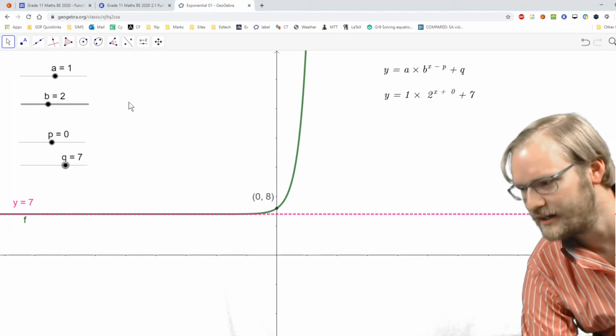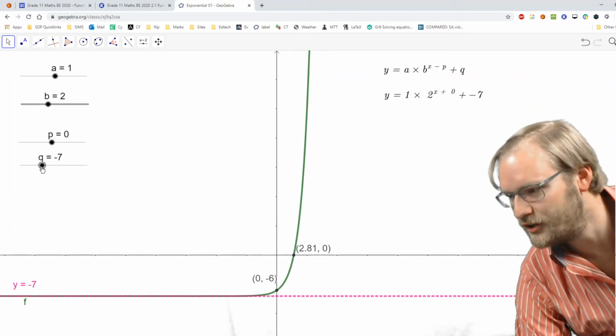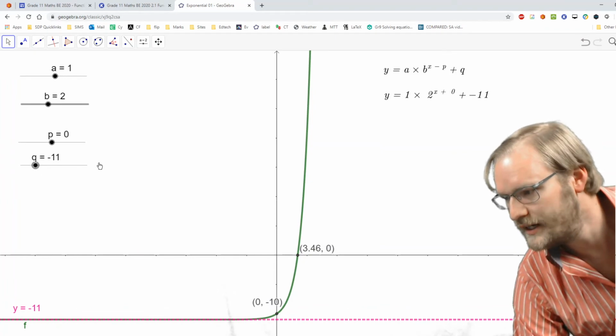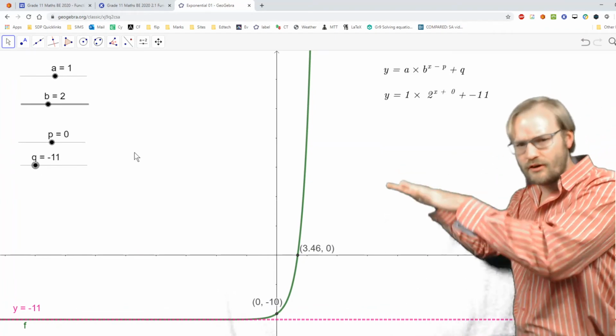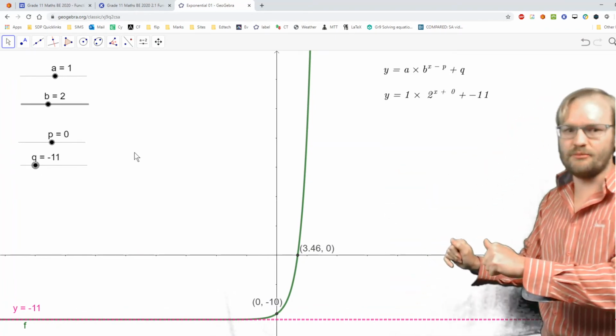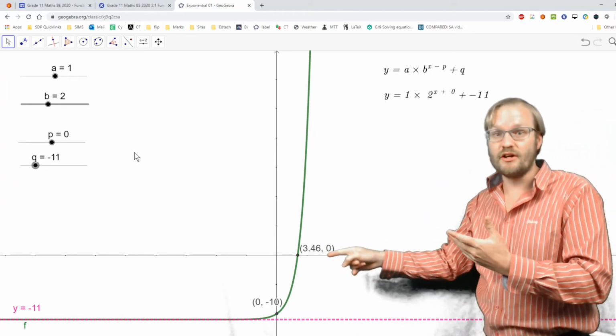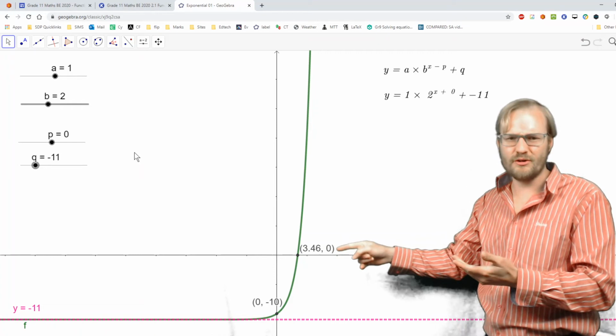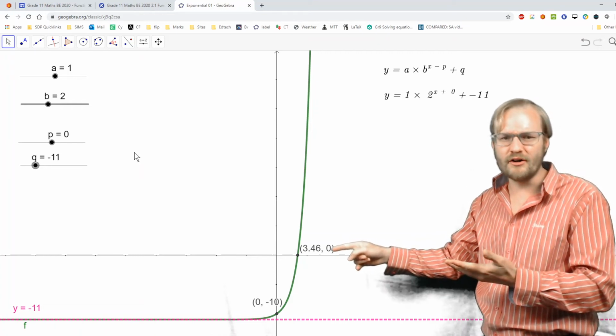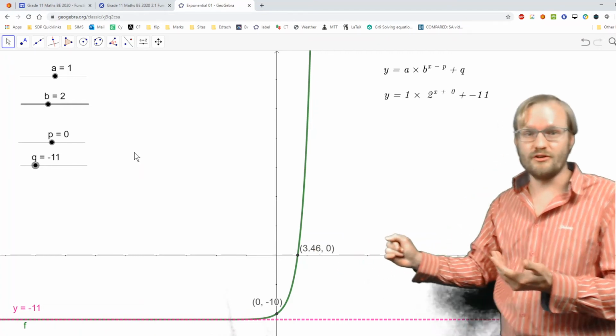If we had a negative q value, let's go for negative 11, then the whole function has shifted down by 11, and notice that we've now got an x-intercept, so you'd have to determine what that is. How would you work it out? Well, you know the y value is 0, so sub in and you'll get your x value.